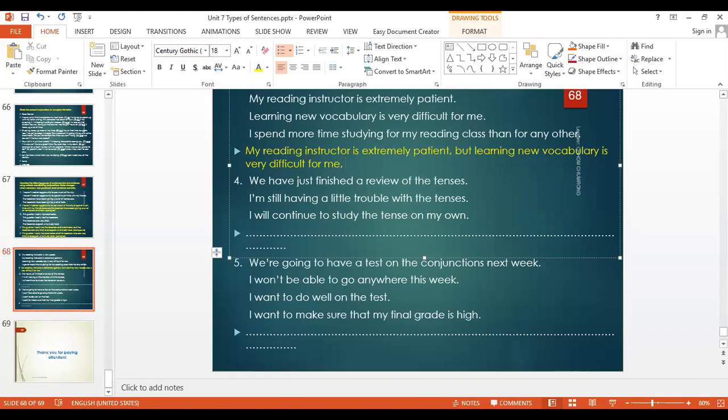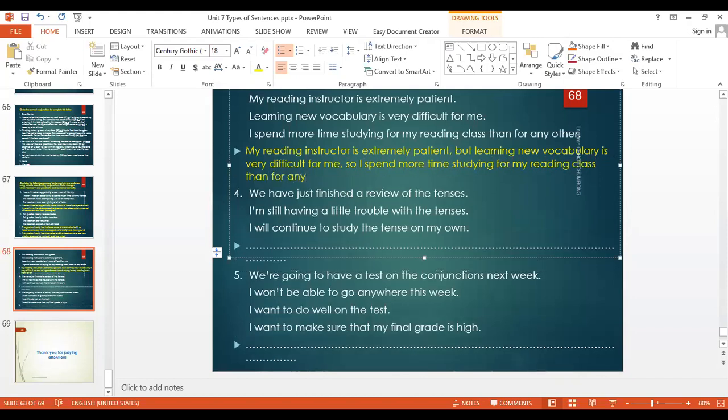So okay, I spend more time studying for my reading class than for any other. Okay, so what sentence is it? Anyone? What sentence is it? Complex, yeah. Compound complex.